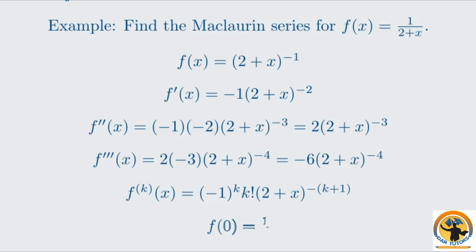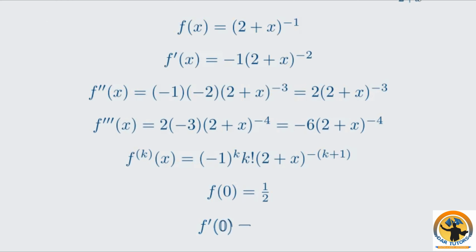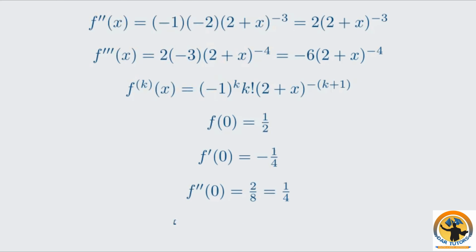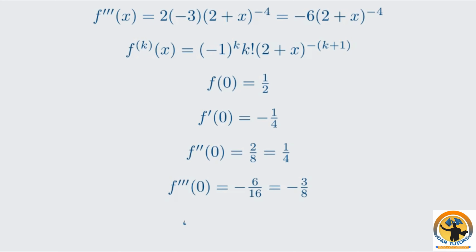F of 0 is 1 over 2. F prime of 0 is negative 1 over 4. F double prime of 0 is 2 over 8, which simplifies to 1 over 4. Triple prime of 0 is negative 6 over 16, which simplifies to negative 3 over 8. Using our general formula, f superscript k of 0 is negative 1 to the power of k times k factorial, divided by 2 to the power of k plus 1. This gives us a compact expression for all the coefficients.